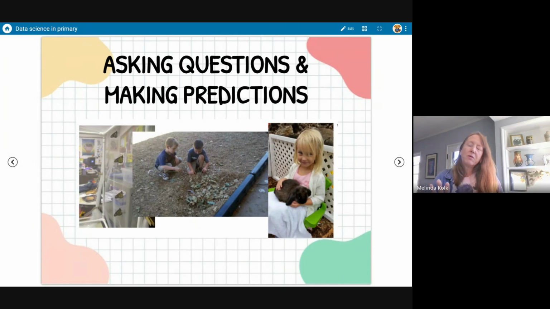Because again, especially with data science, it's not about the answer. It is about the process. How well can we ask good questions? How well can we make those predictions? How well are we collecting and analyzing that data? How well are we communicating it? So the content of it is less important.